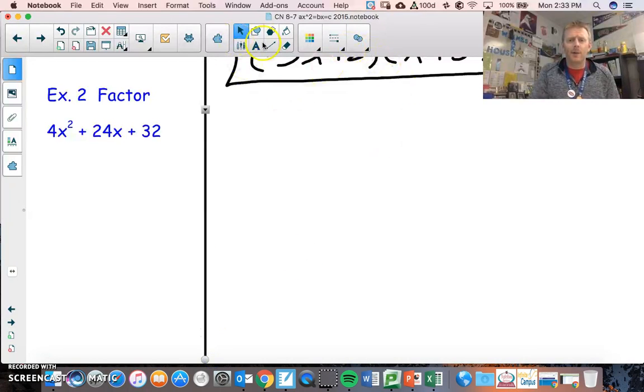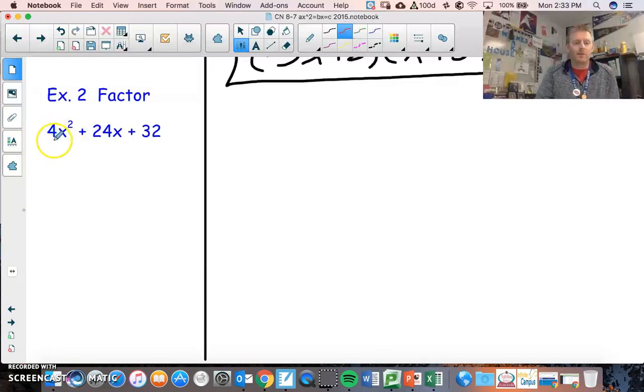Okay, all right, so here we go. Same process. It's in the correct form. Now we're going to look for a GCF. Is there a number we can divide out of all 3 of these things? Now I see a 4. So I'm going to take out a 4.